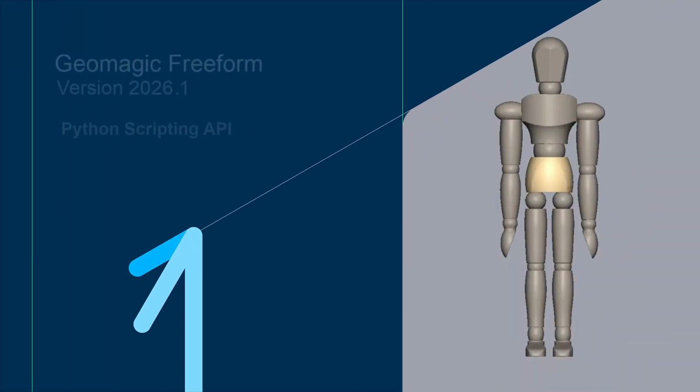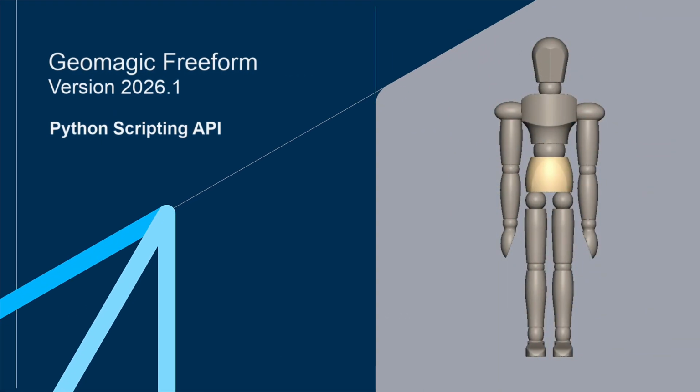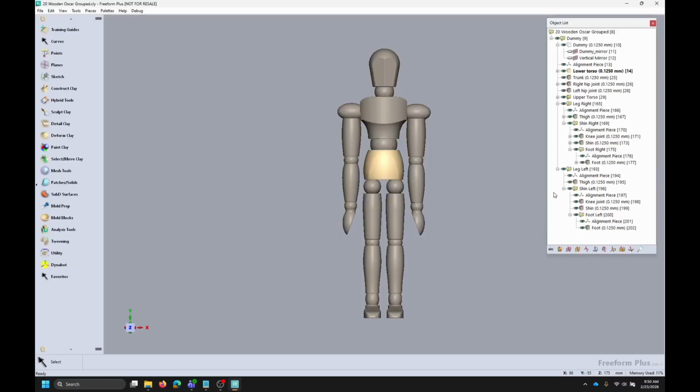Welcome to this Freeform 2026.1 new feature video covering our new Python API. The new Python scripting API expands automation beyond Dynabot's capabilities. Using Python, you can create and modify geometry, control objects in the project, and implement more advanced logic-based workflows.